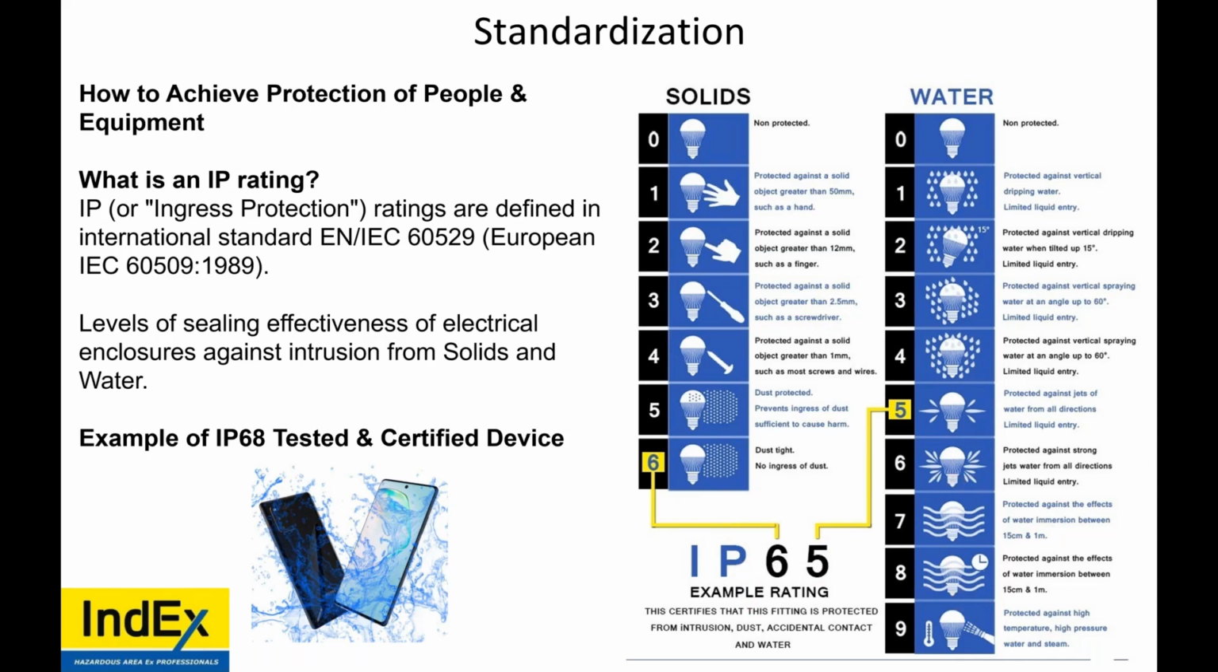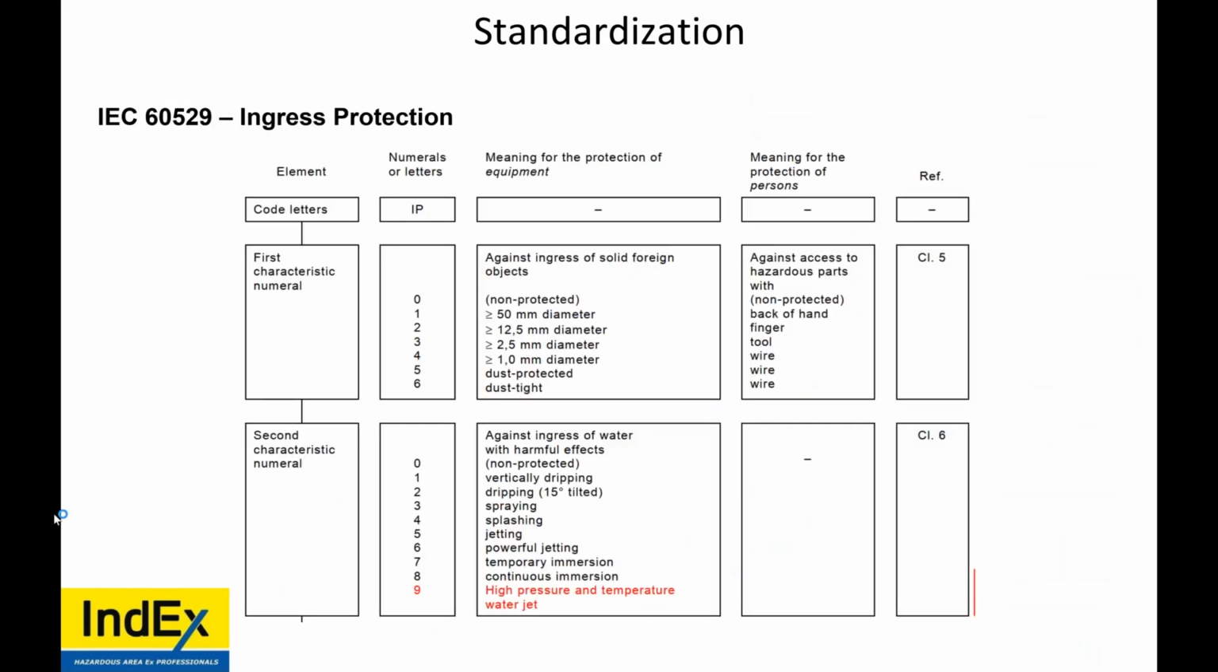Next slide. So under IEC 60529, these numbers are covered in their chart, what we just said there. The new inclusion was IP69, specifically the 9, high pressure, high temperature.